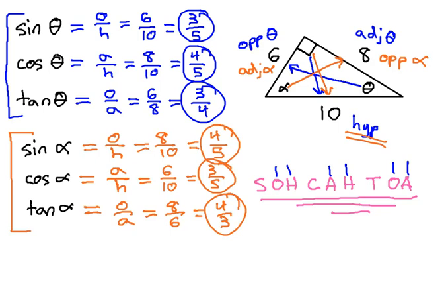Notice by switching the angle we're talking about, we get completely different answers for the sine, cosine, and tangent. When we're asked to find either the sine, cosine, or tangent of a triangle, we can look and remember that sine is opposite over hypotenuse, cosine is adjacent over hypotenuse, and tangent is opposite over adjacent. If we correctly label the opposite across from the angle, the hypotenuse across from the right angle, and the adjacent between the angle and right angle, we can quickly identify either the sine, cosine, or tangent.